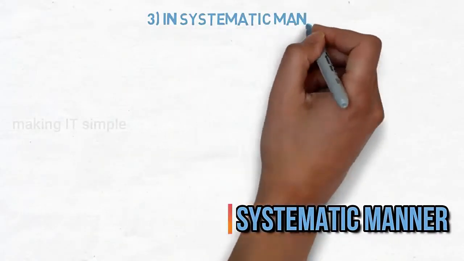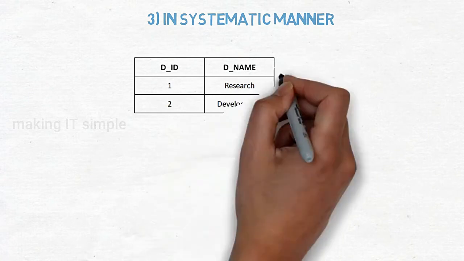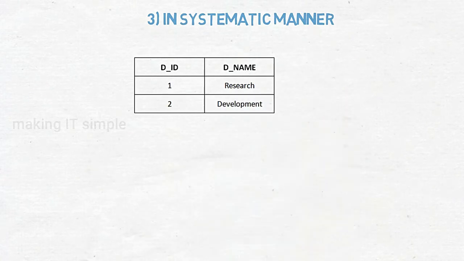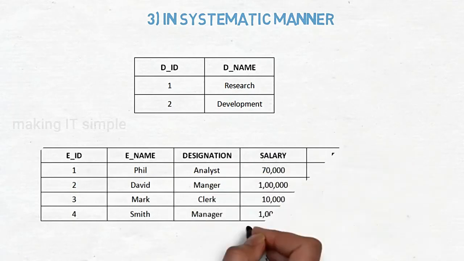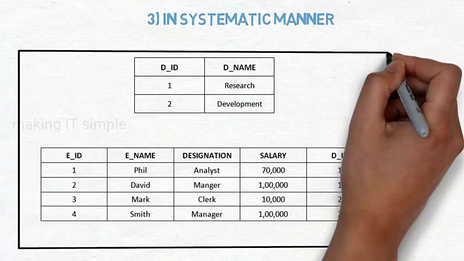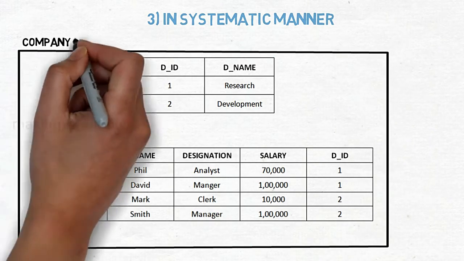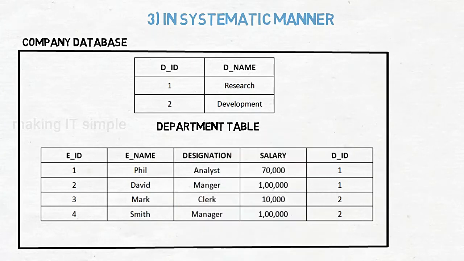In a systematic manner. In database, data is stored or arranged in a systematic manner. Data is stored in tables, in row and column format. Data is not stored anyhow. Let us see one example of database. So in this example we have considered a small database of a company. There are two tables present in it, one is department table and another one is an employee table.